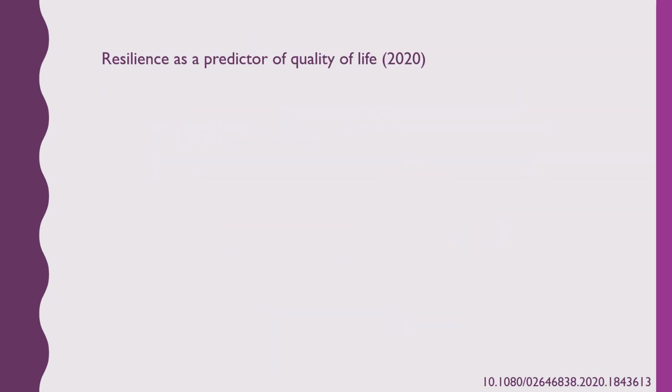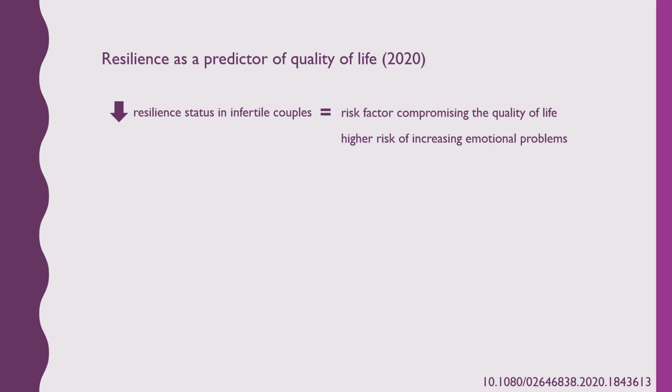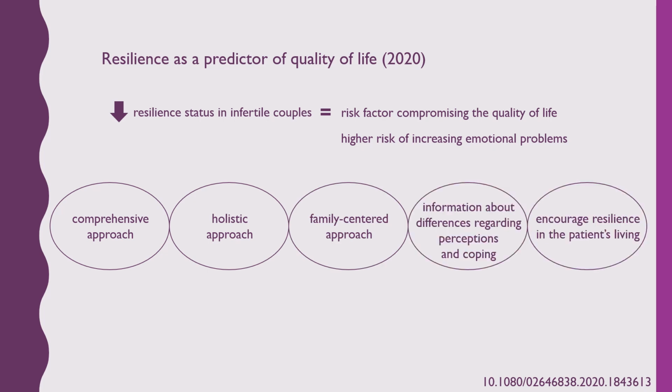Now we're going to jump to 2020. A paper came out explaining how resilience works as a predictor of quality of life, basically stating that the lower the resilience status of infertile couples is, the higher risk factor compromising the quality of life will become, and the higher risk of increasing emotional problems. Then this makes it very difficult for the person to handle the process, whatever that process is, regarding their fertility journey.